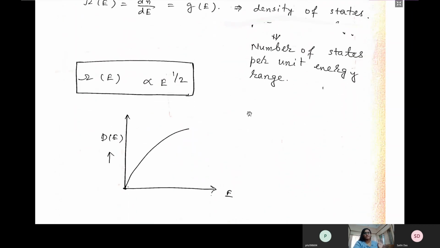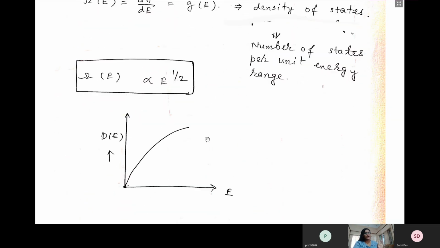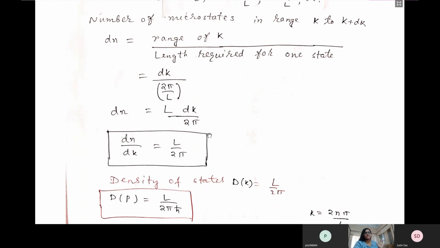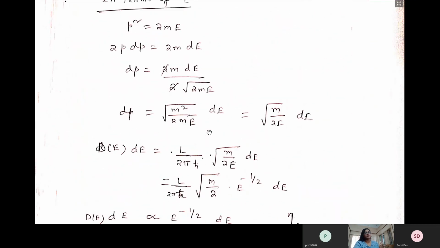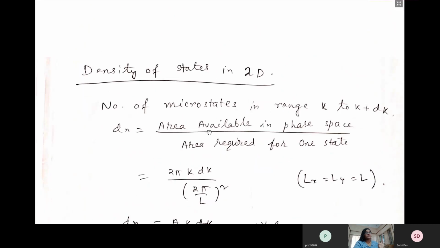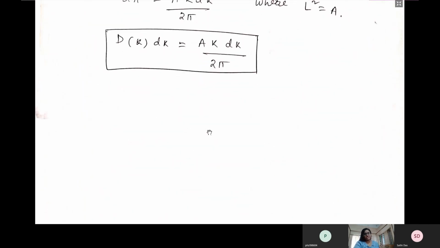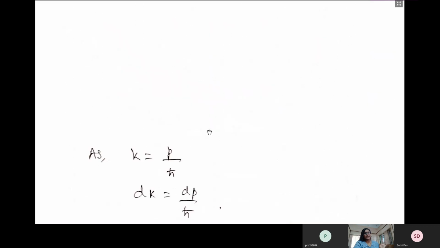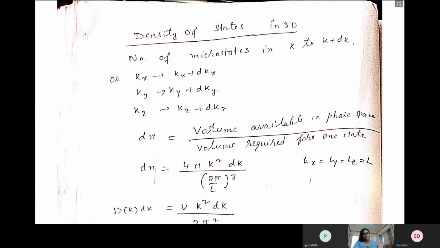Here is a review: the density of states variation in three dimensions is E to the power half. For one dimension, it will be E to the power minus half. And for two dimensions, it varies as E to the power naught, that is, it is independent of E.